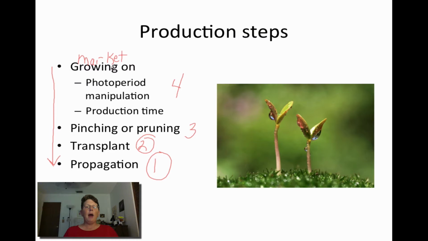Then we figure out how many weeks we are going to have to manipulate light levels, or how many weeks this plant will have to be in production. Then we figure out when we would want to pinch or prune the plant, when we would ideally have to transplant the plant, and then we end up with the date of when we have to start our cuttings or our seeds. So we're working backwards from the market date, taking into consideration all the steps that go into producing that crop.